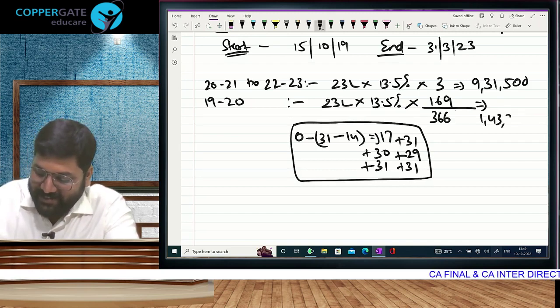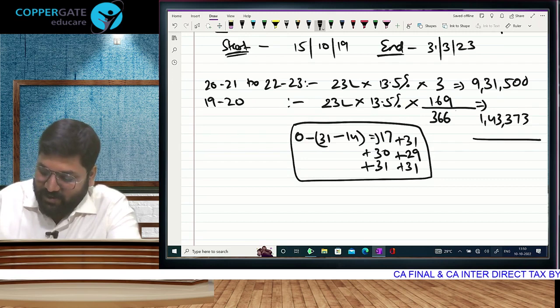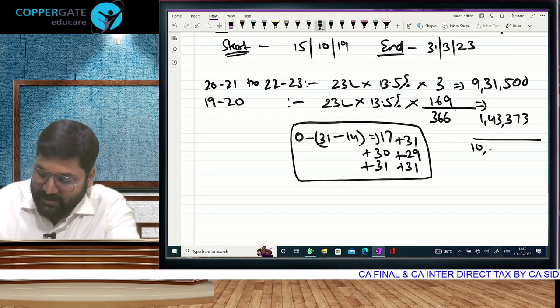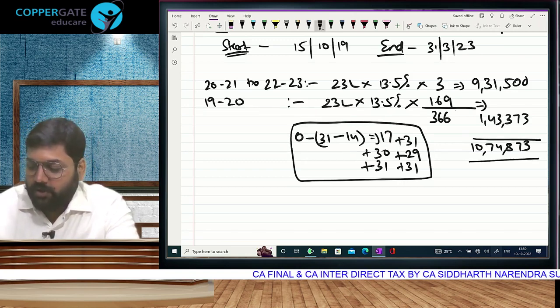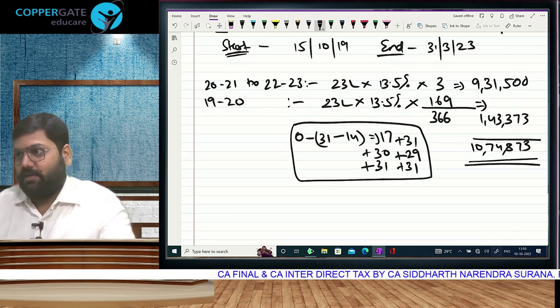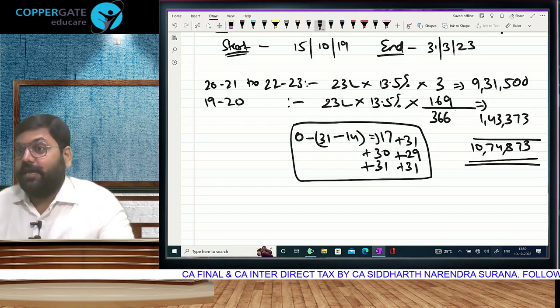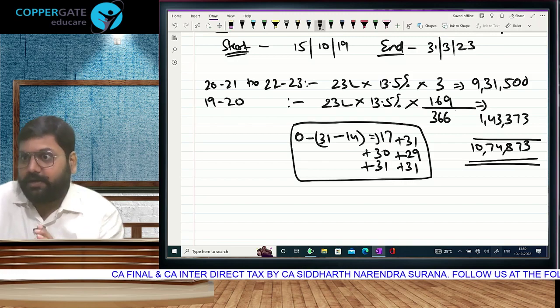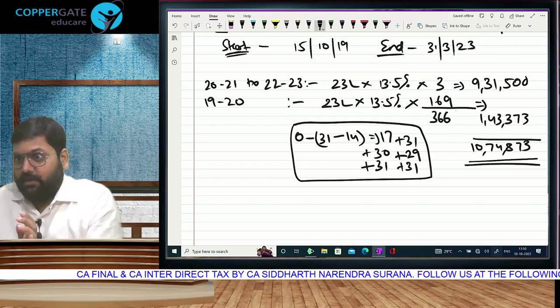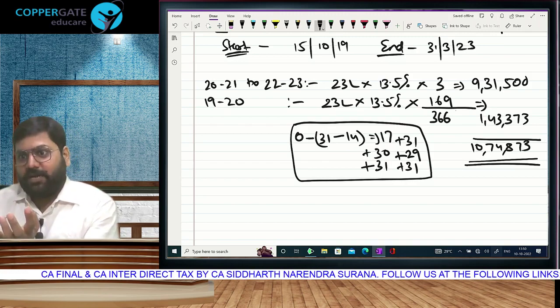143, 373. Accordingly, the total that you get is 10,74,873. Is this total correct? Yes. Of course, this is the total pre-construction interest. Divide by 5 करके installment. सुन लो. That will be your 5 installments plus current year. Because loan is still not repaid. That total will become your deduction.